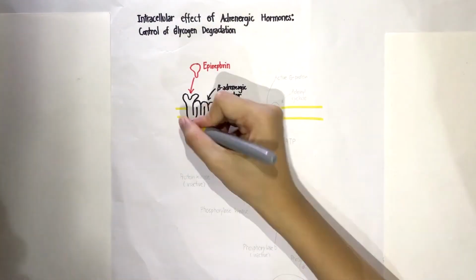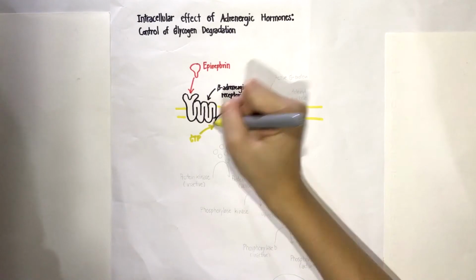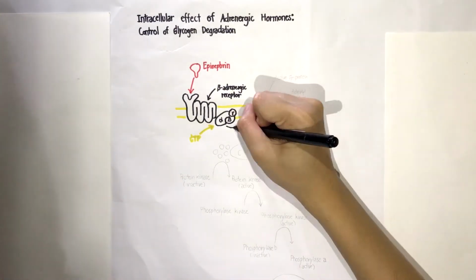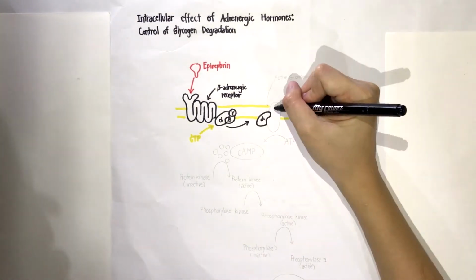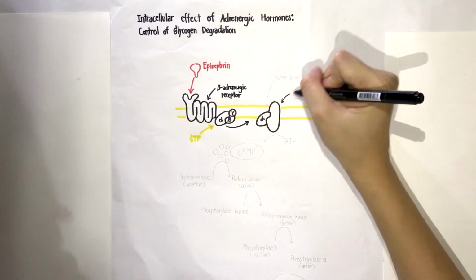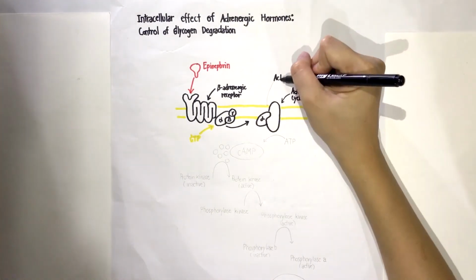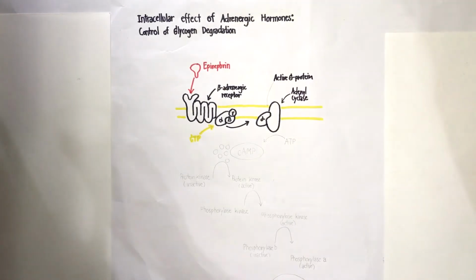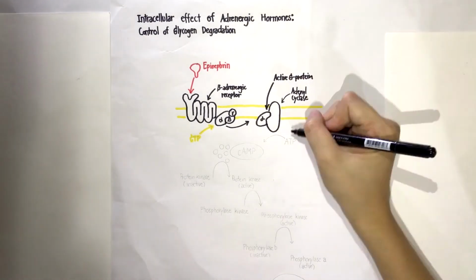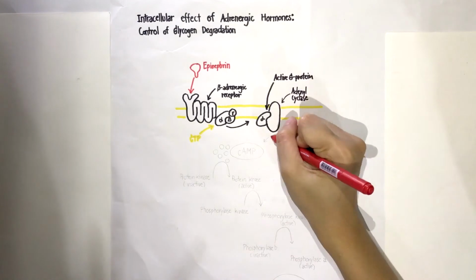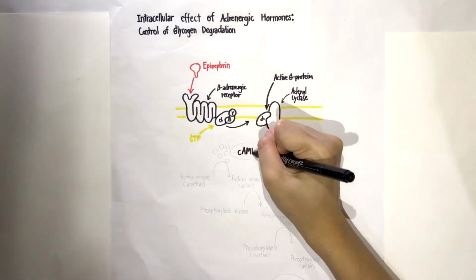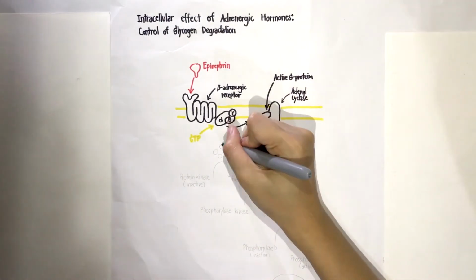Intracellular effect of adrenergic hormones: control of glycogen degradation. The breakdown of glycogen is facilitated by the enzyme glycogen phosphorylase. To begin, an epinephrine molecule binds to a beta adrenergic receptor on the plasma membrane of a liver or muscle cell.